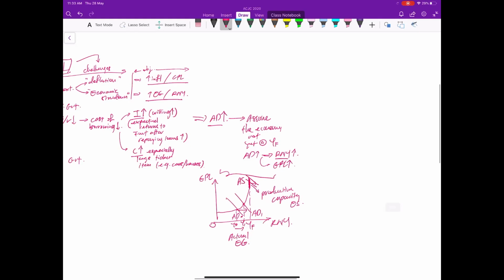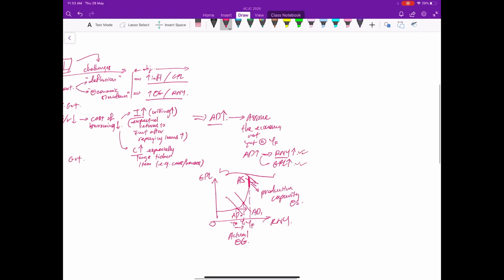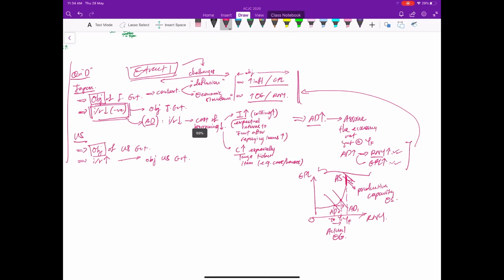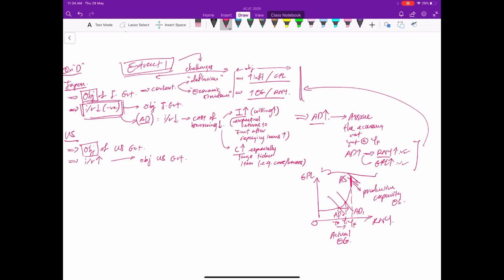Okay, so when your real national income increases and your general price level increases, this is how the policy achieves the objective of the Japanese government. And that's the expected answer you need to give. Okay, so first you must tell us that the objective of the Japanese government is to increase the general price levels and the real national income. Then the second part is to explain how that policy actually achieves it.